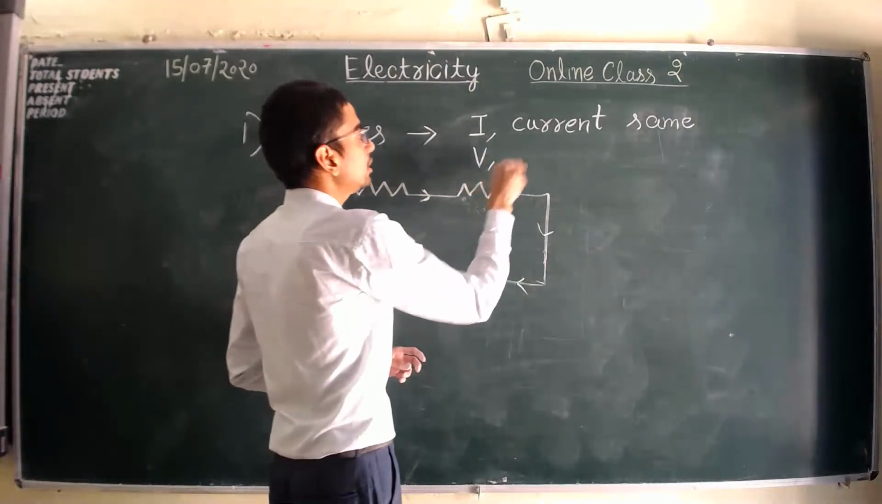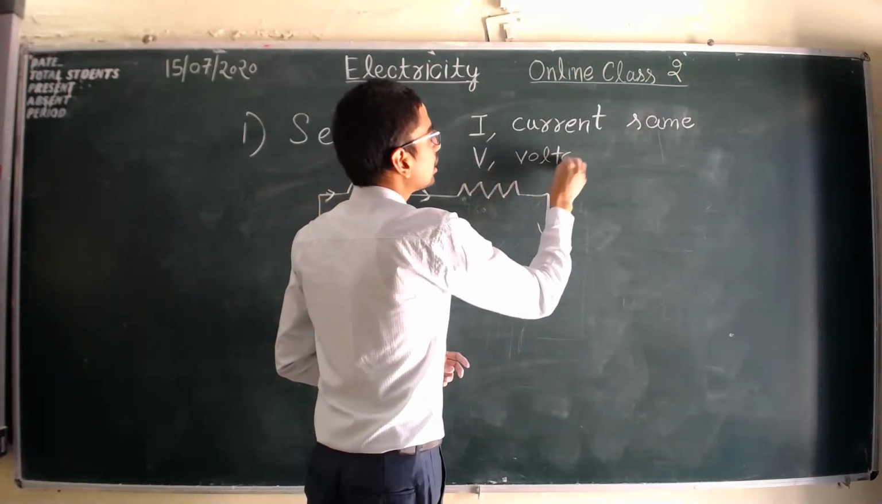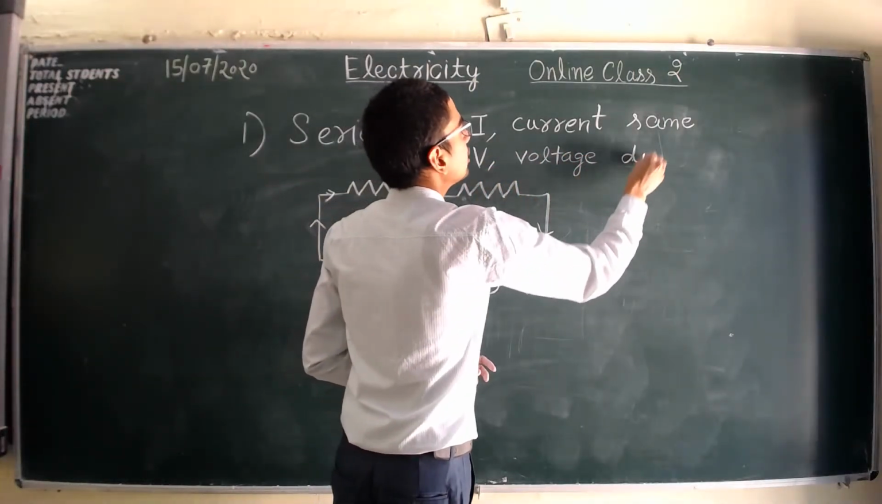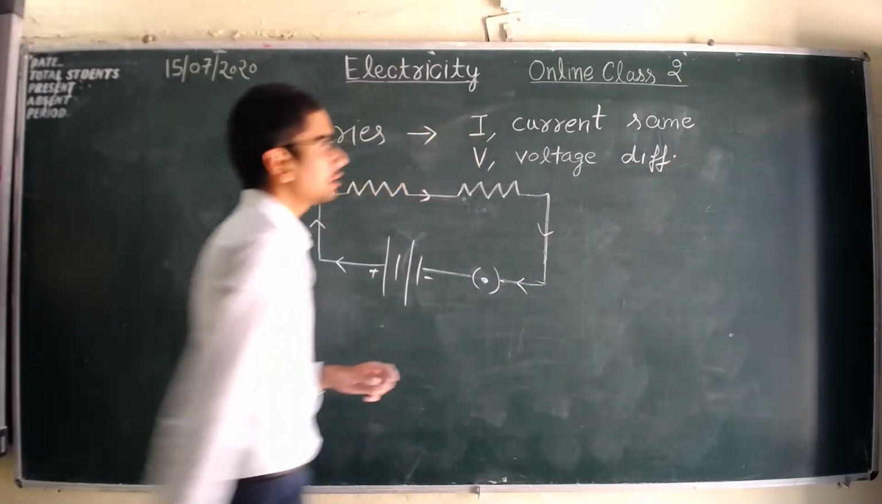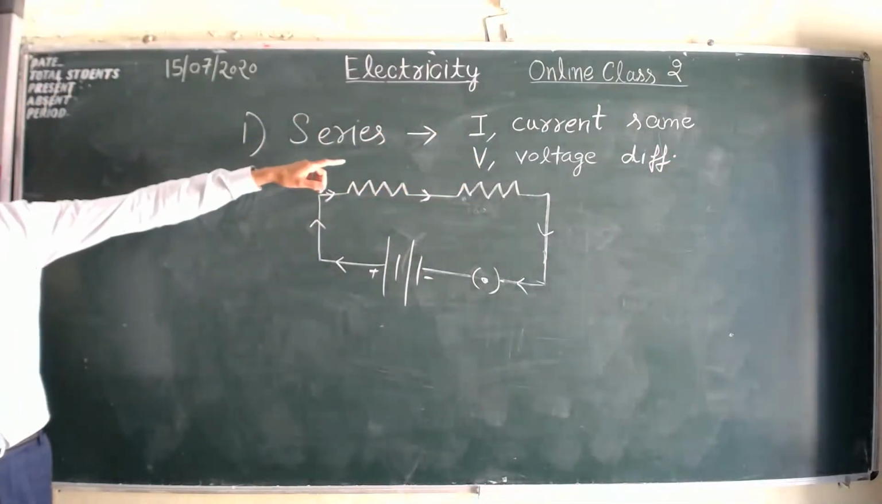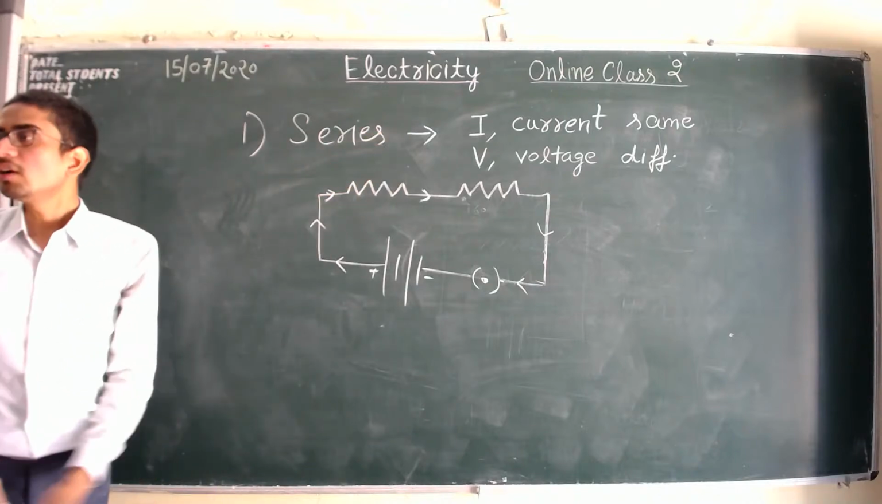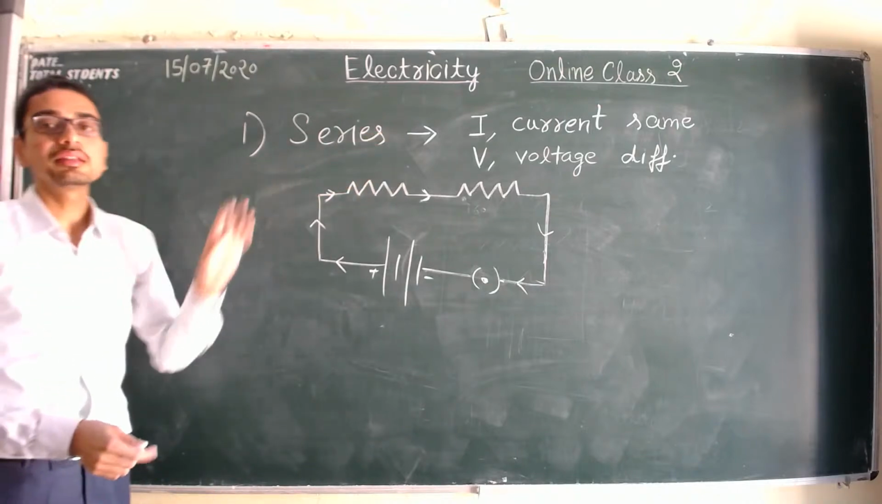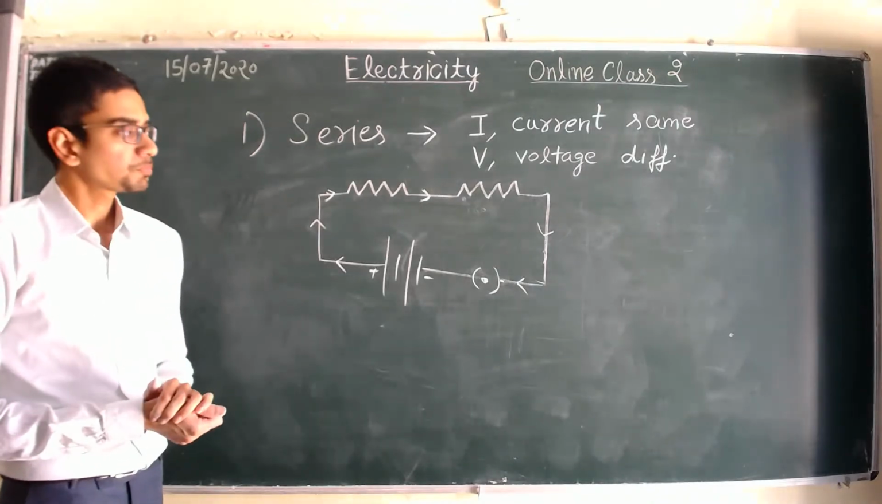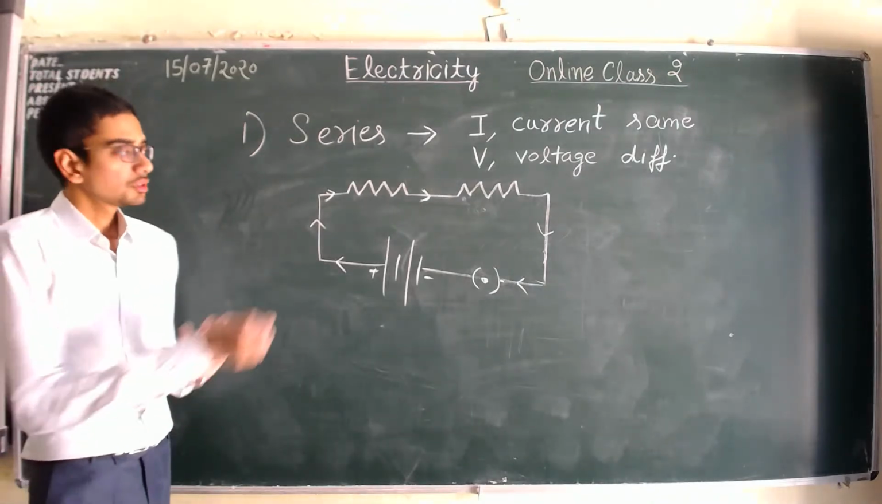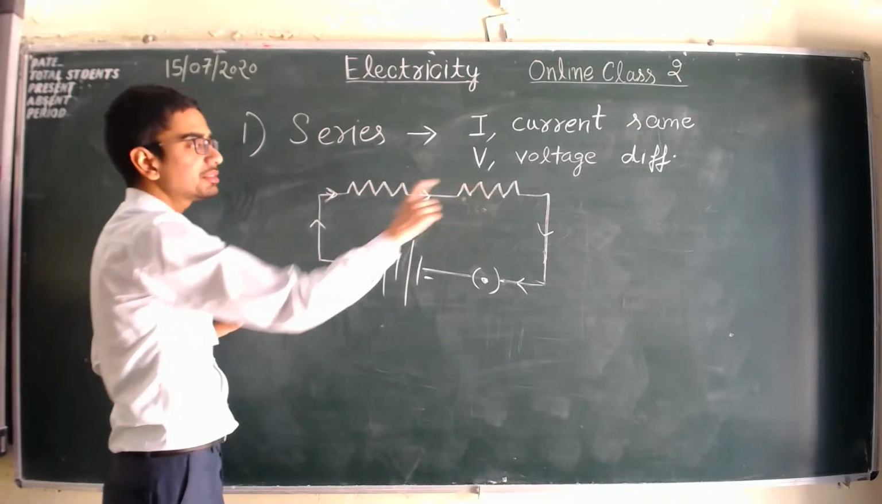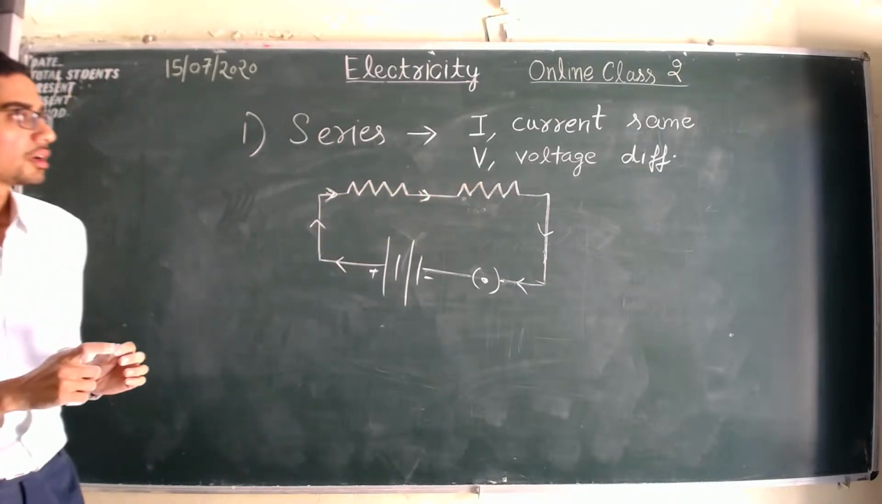Voltage we denote by V, voltage different, DIFF, different. Note down this will always work in your problems. I current same, V voltage different in series. Okay, so current is same in these two resistors, voltage is different.